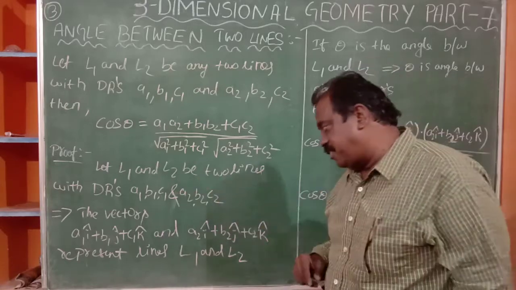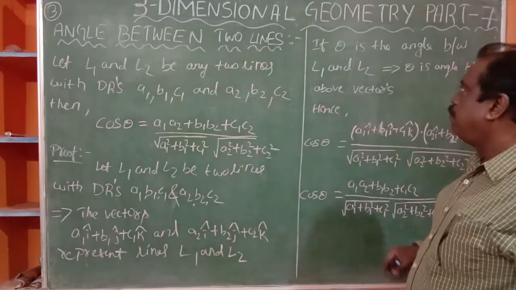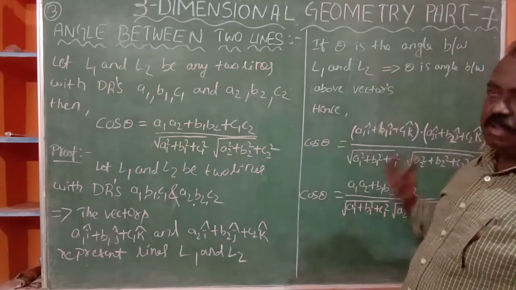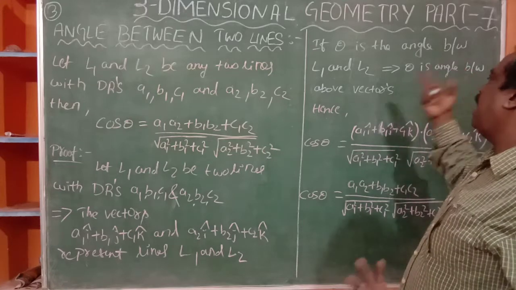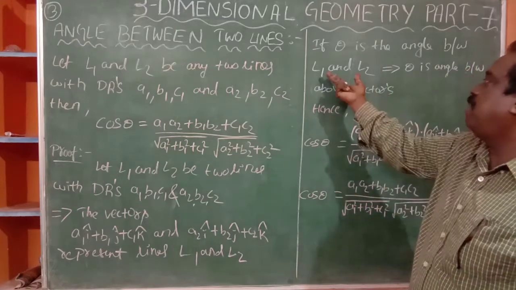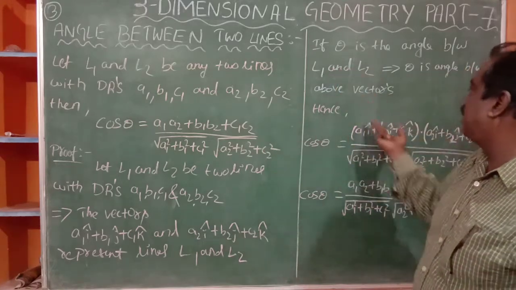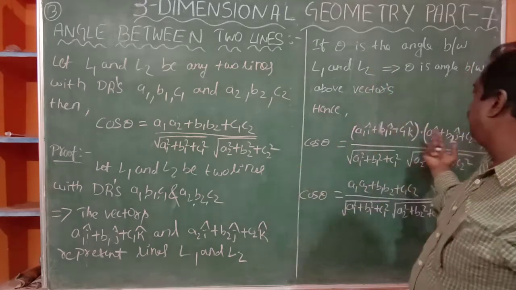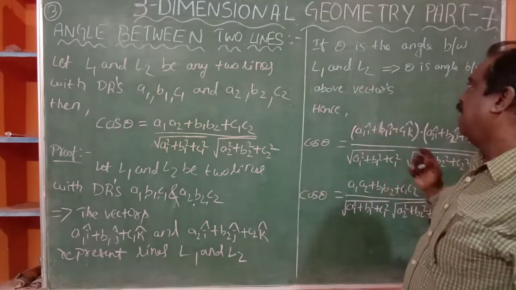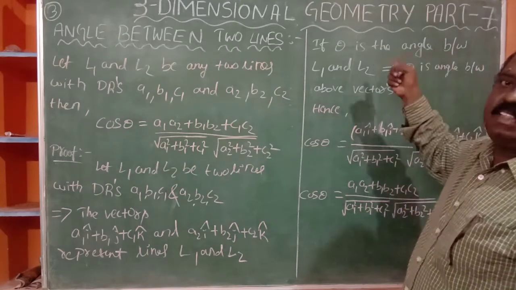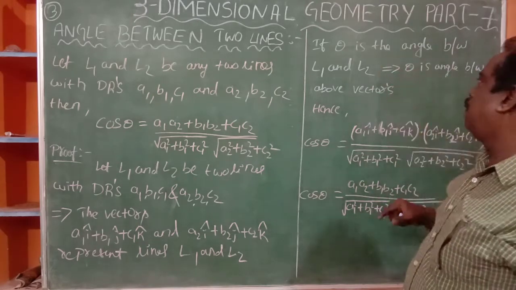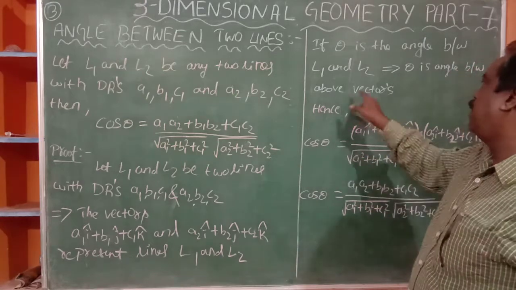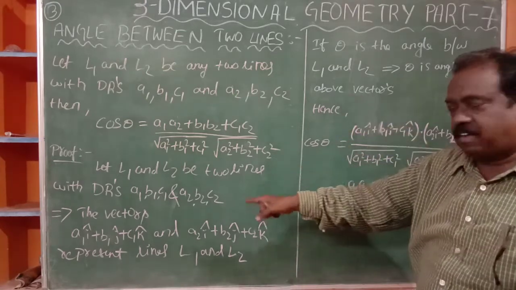Now let theta be the angle between the lines L1 and L2. That implies theta is the angle between the vectors. Line L1 is nothing but the first vector, and L2 is no doubt the second vector. If theta is the angle between lines L1 and L2, then theta is the angle between those vectors.